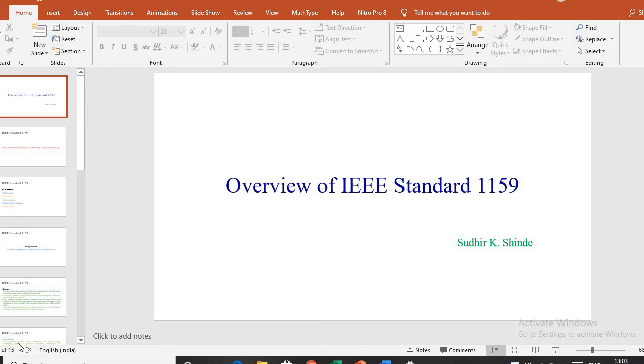Today in this session, we'll see about the power quality standard 1159. When we talk about the power quality or quality of power, then we have to refer to the various standards which are used for the monitoring of the quality of the power. So, in this session, we'll see the overview of IEEE standard 1159.